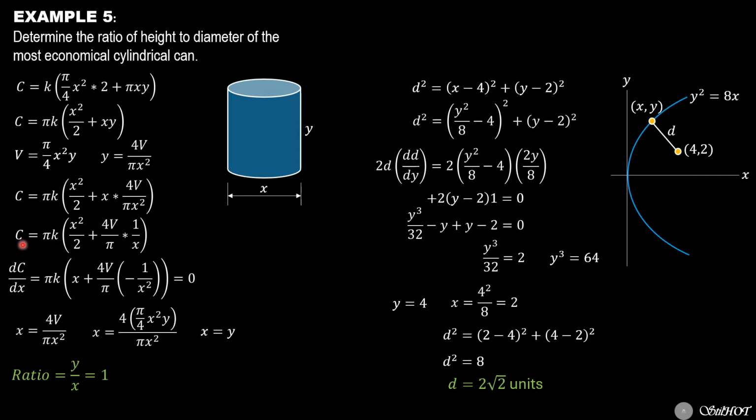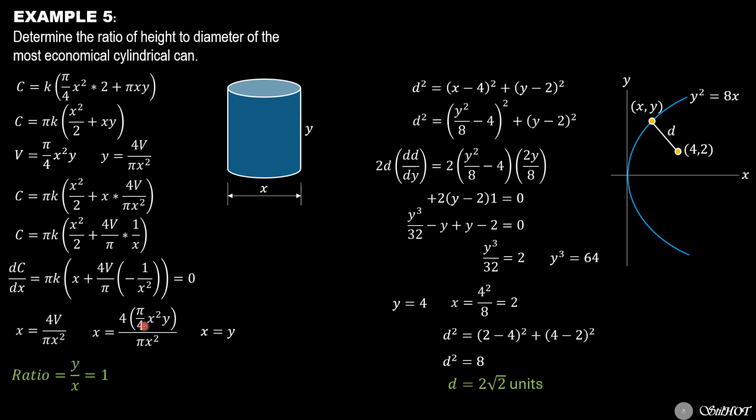cost, minimizing it. So the derivative of cost with respect to x is pi k quantity 2x over 2, or x, plus constant 4v over pi, derivative of 1 over x with respect to x is negative 1 over x squared. Then we equate to 0. So x, transposing this to the right, is 4v over pi x squared, replacing the value of v, which is pi over 4 x squared y.